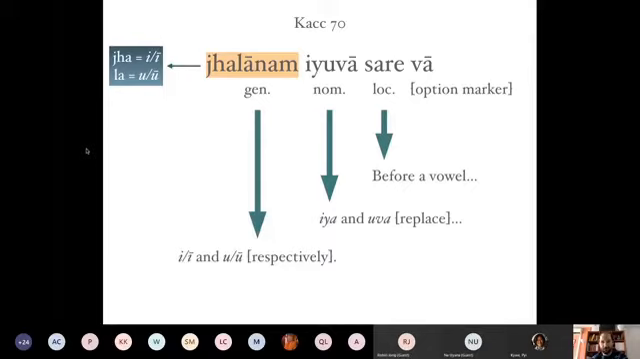So this respectively is a yathasankhyam. That means according to the sequence. There is a paribhasa rule in the Sanskrit grammar that is telling us that when there are these replacements of series or sequences of items, usually it's 2 and 2 or 3 and 3, you have to replace them according to the same sequence. So what you understand here is that before a vowel, iya will replace i or ii, and uva will replace u or uu.